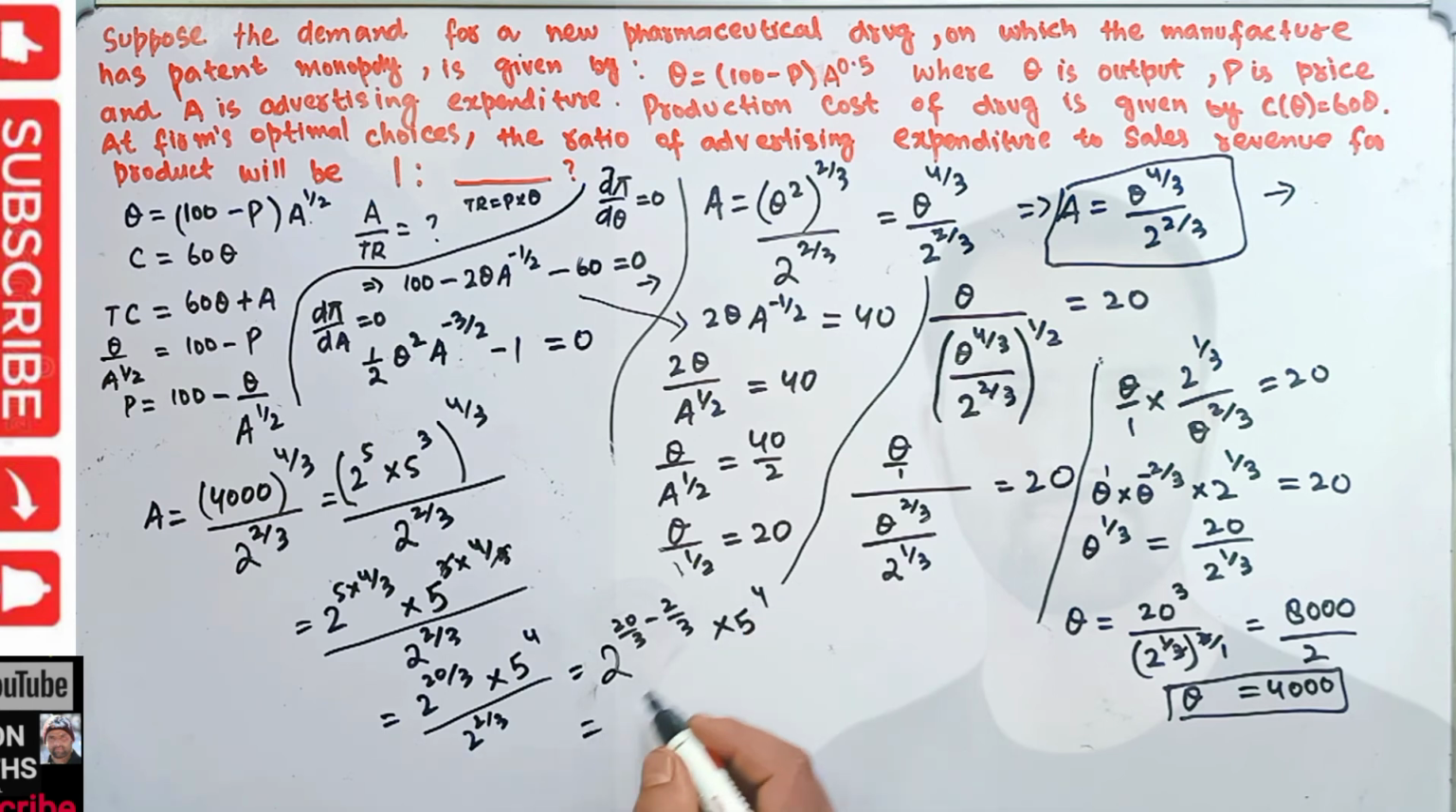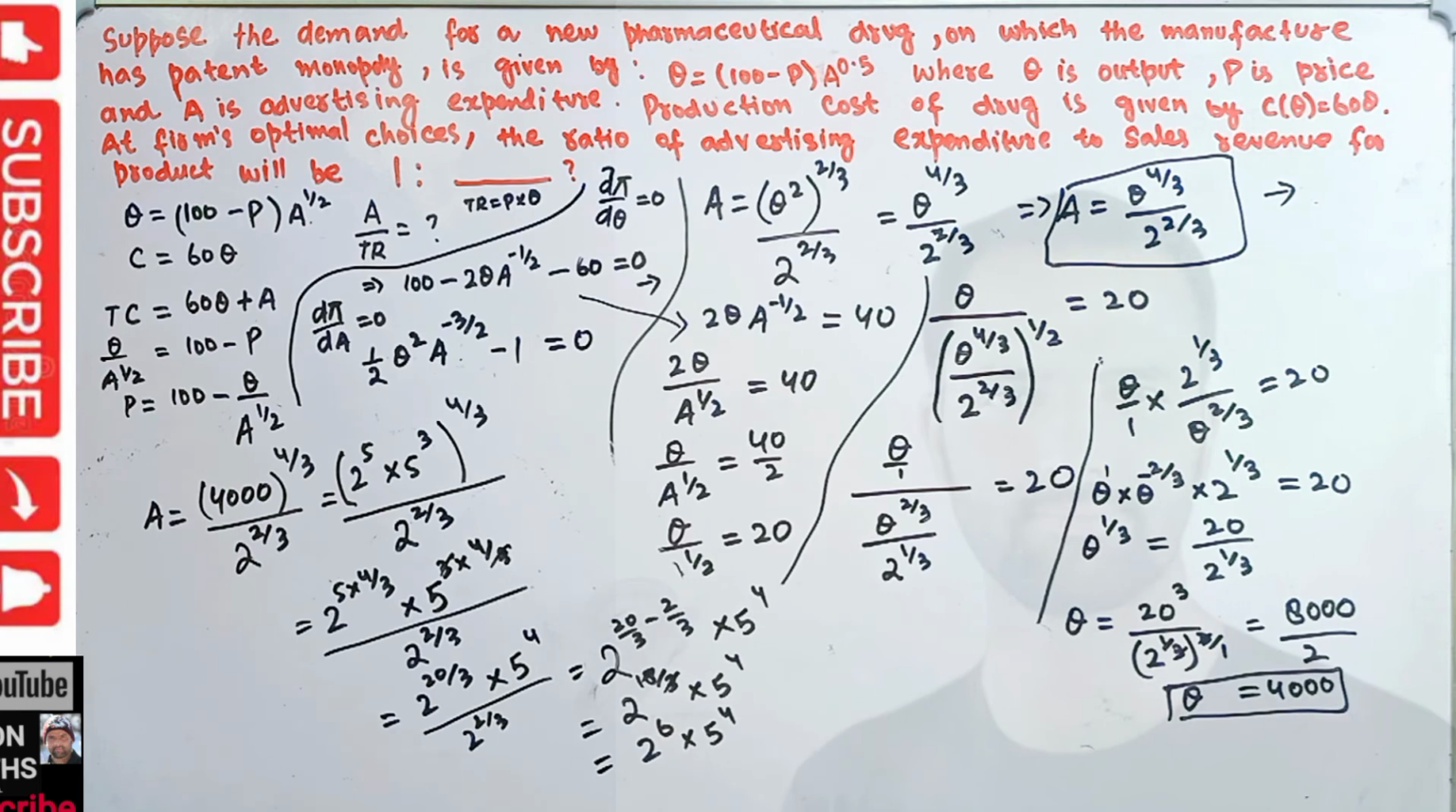Okay, since denominators are same, we can subtract the numerators. So we have here 20 minus 2 is 18, so we have 18 upon 3 into 5 to the power 4. Now 3 ones are 3, 3 6s are 18. Okay, so we have 2 to the power 6 into 5 to the power 4.